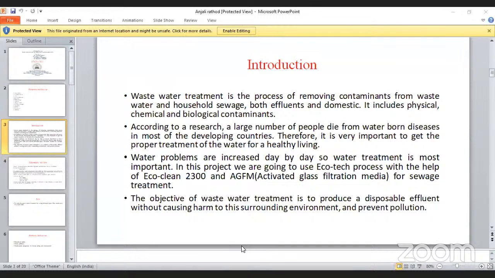In this project, we are going to use the Ecotech process with the help of EcoClean 2300 and activated glass filter media for sewage treatment. The objective of wastewater treatment is to produce disposal effluent without causing harm to the surrounding environment and prevent pollution.